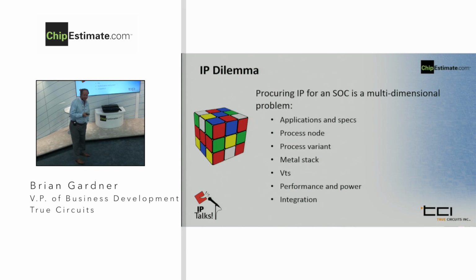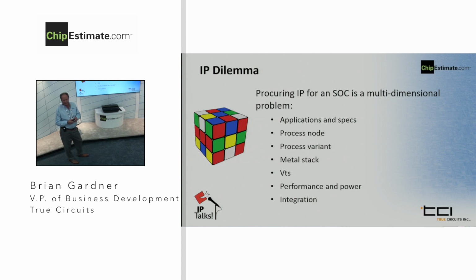But I'll start with a problem. You know, the trouble is when you build a chip, it's a real multi-dimensional problem. You've got to figure out the specs, the applications, you've got to decide on a process node or maybe nodes, then even a variant in between the nodes. You've got to get a metal stack.